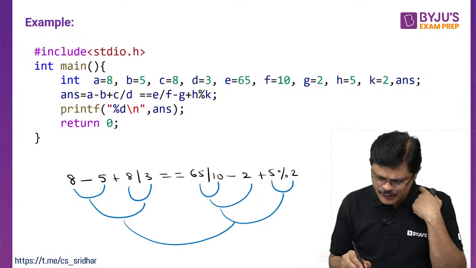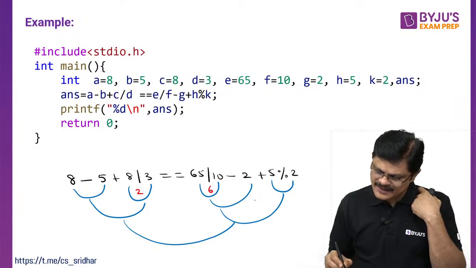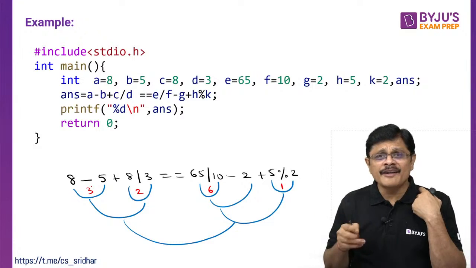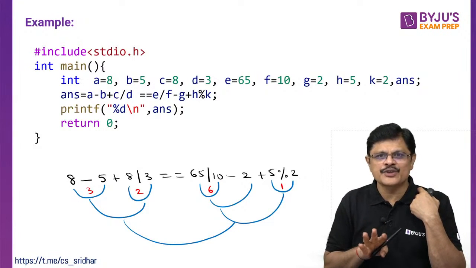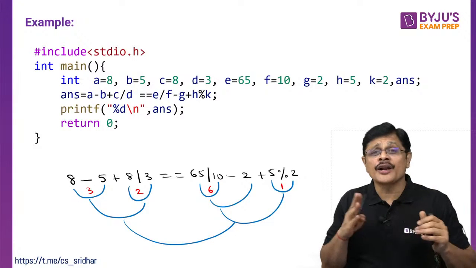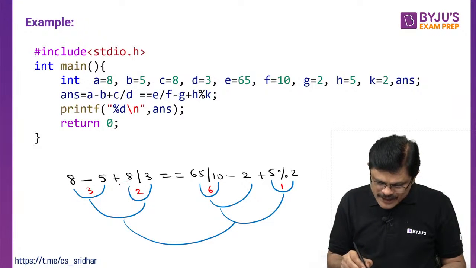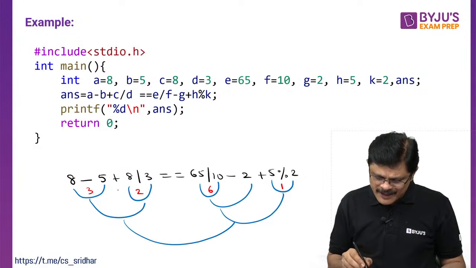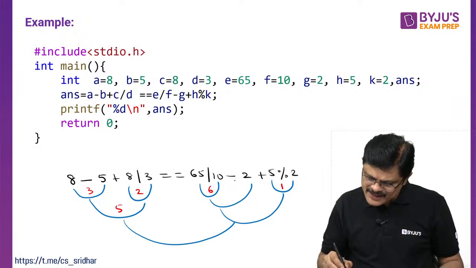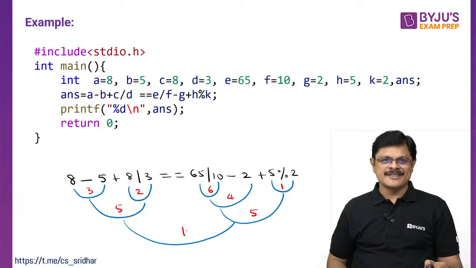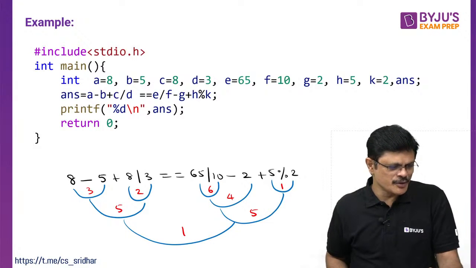8 minus 5, first you do it. 8 by 3 is what, sir? 2. 65 by 10 is 6. And 5 percentile 2 is 1. Then 8 minus 5 is 3. See, the order in which sub-expressions are evaluated, in C there is no mention of that, my dear friends. The order in which the operand sub-expressions are evaluated, we do not know. But before this plus, these two are evaluated. Now 3 plus 2 is 5. Now here 6 minus 2 is 4. Then 4 plus 1 is 5. 5 equal to 5? True. So the answer for this is 1, my dear friends. Very good, Manoj. Super.